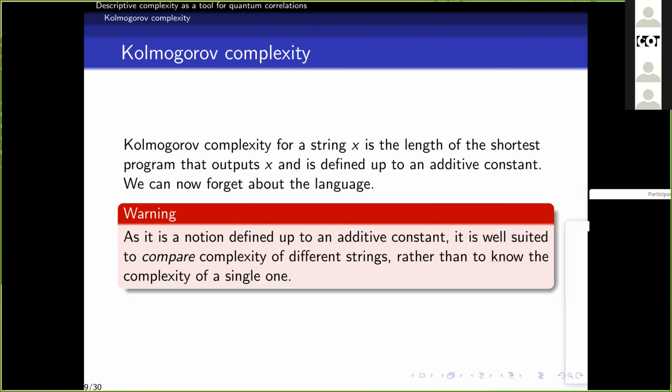Okay, I'll go on. So, as this notion of complexity is defined up to an additive constant, it is well suited to compare the complexity of different strings rather than to know the complexity of a single string. Okay?